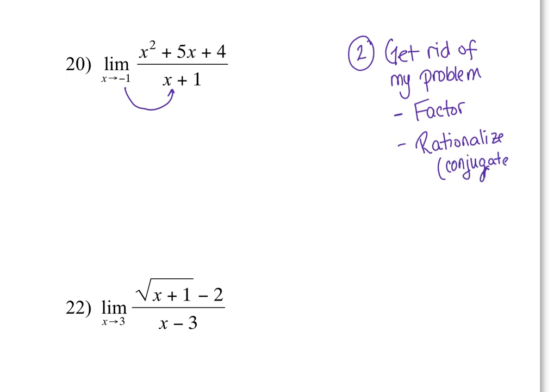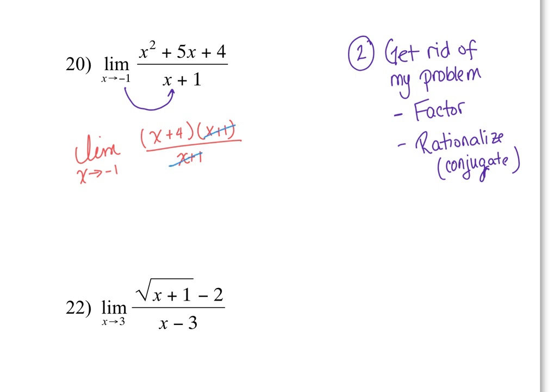That's a G. All right. So on this one, I'm going to see if I can factor it. So we're going to say, well, I'm trying to find my limit as x approaches -1. Factors of 4 that add up to 5. Well, that's 4 and 1, all over my x plus 1, right? Yes, I can get rid of my problem here.